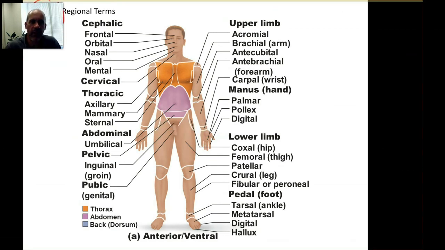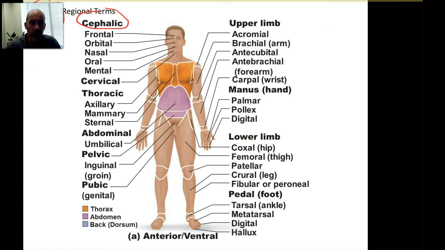And remember from our directional terms, ventral, front part of the body, dorsal, back side of the body, and often you can substitute anterior and posterior for those two terms as well. So here on the ventral side, there is a broader term, cephalic, which refers to the head. The whole head region can be called the cephalic region. And then your cephalic region can be divided up into little subregions, more specific portions of the head.